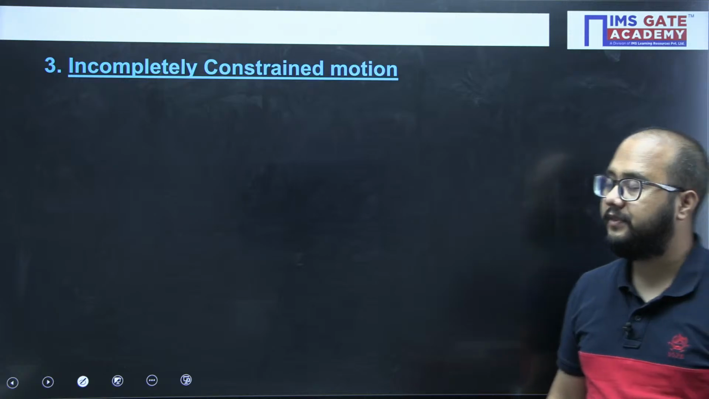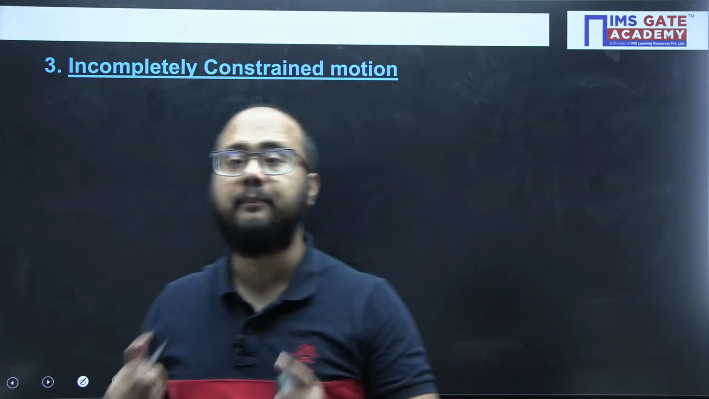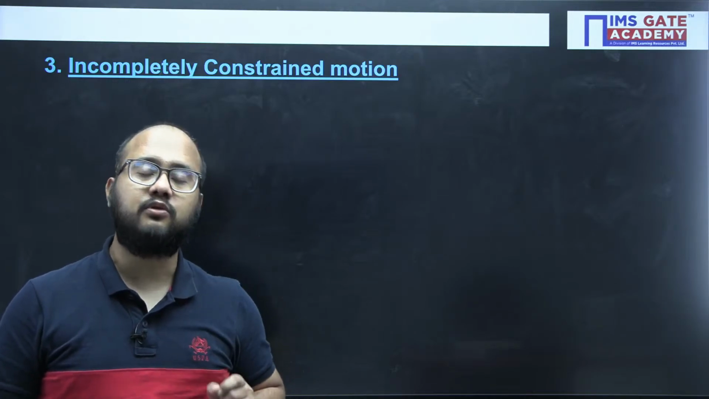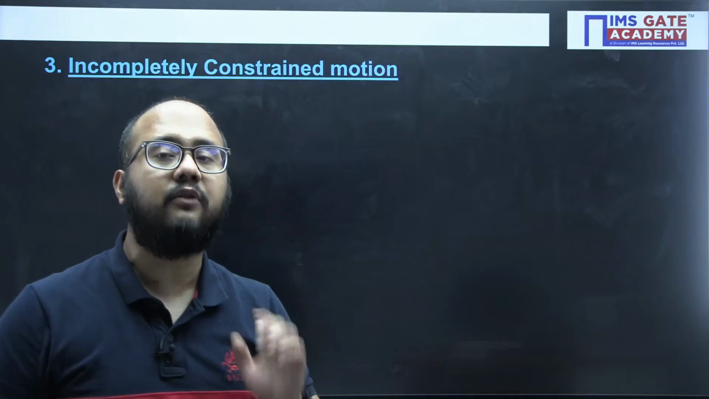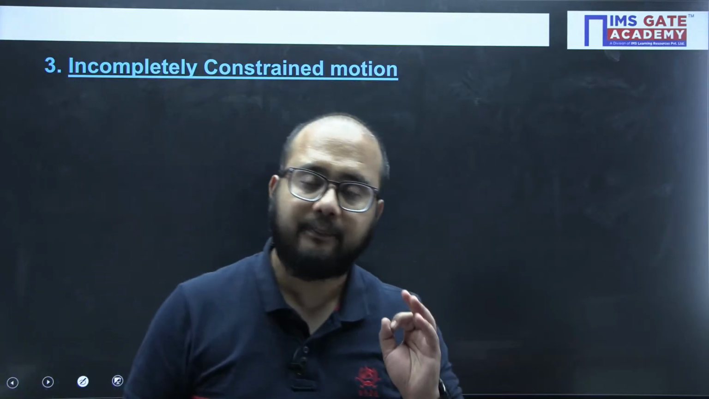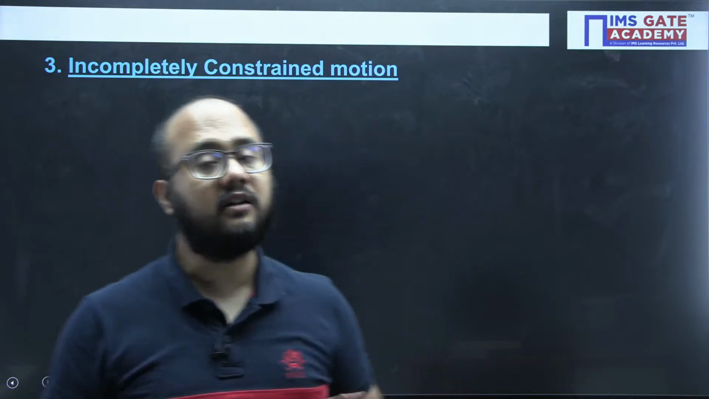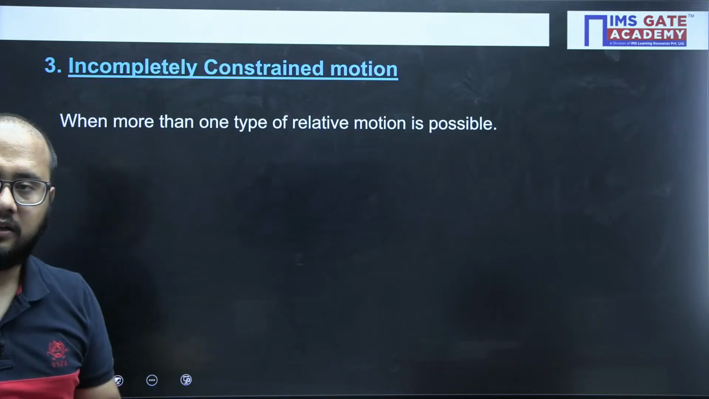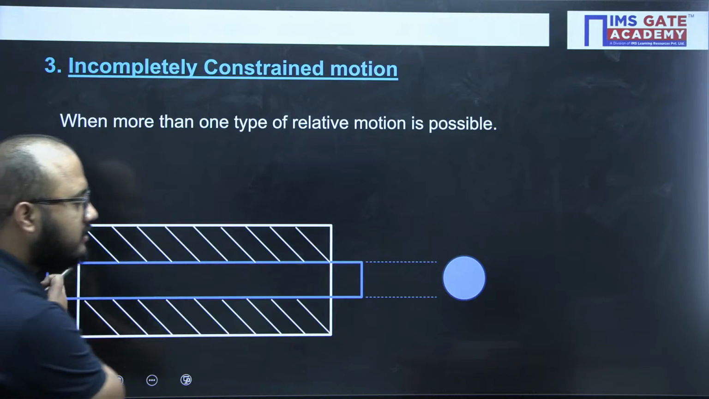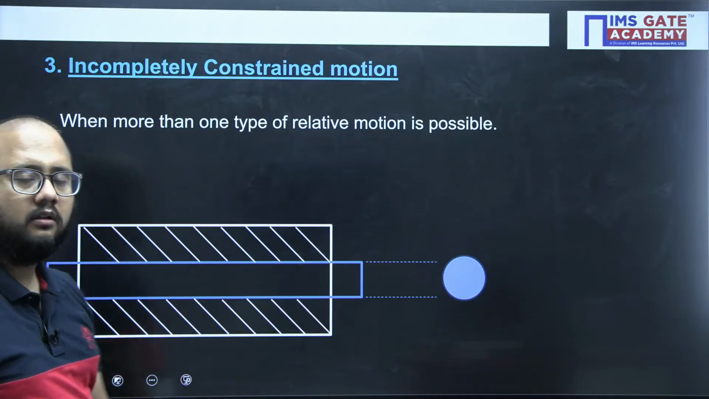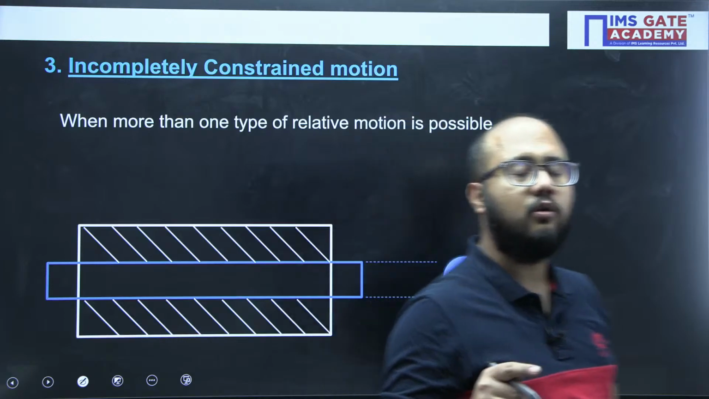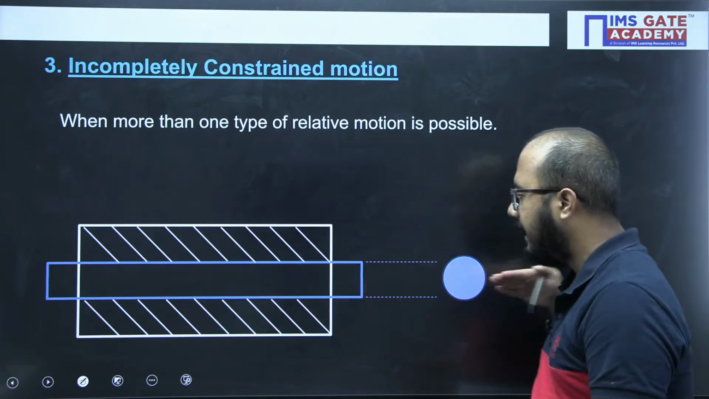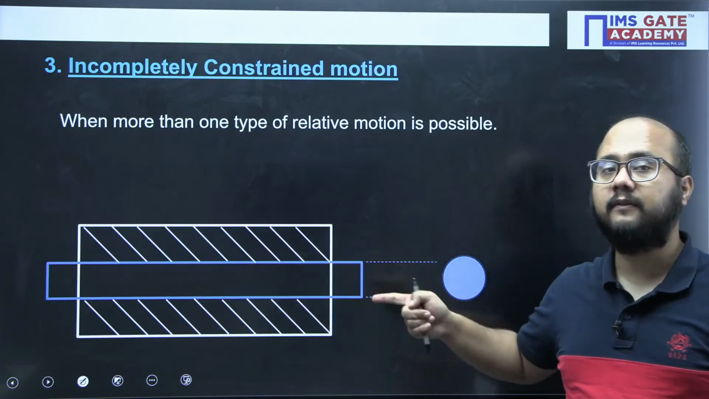Done. Now, next, third one, incompletely constrained motion. Incompletely constrained motion means what? Whenever more than one relative motion is possible, that particular case becomes incompletely constrained motion. So please see, when more than one type of relative motion is possible. Example, a circular rod in a circular hole. In this particular case, what kind of relative motions are possible? Sliding as well as rotation.